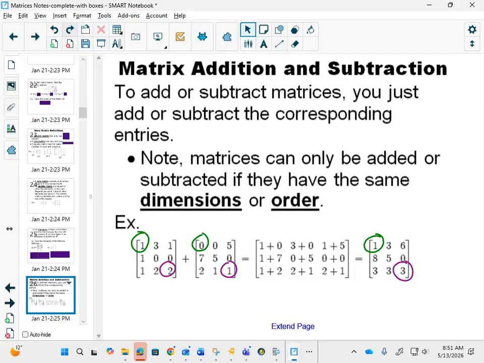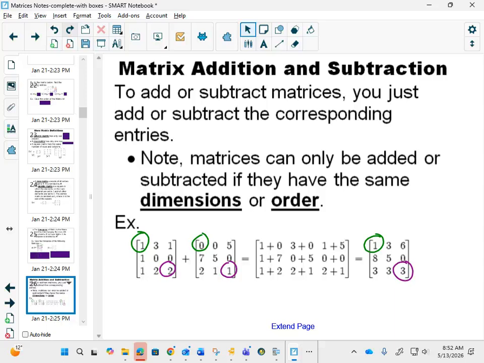So it says we add two that have the same order, but let's say we have a 2 by 2 matrix, and then a 1 by 4. They have the same order, but not the same shape. That's right. So if you had two things that were different shapes, you're just not allowed to add them.